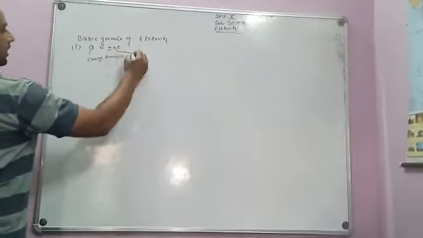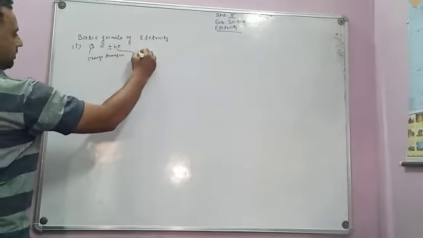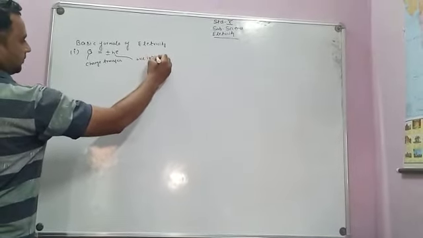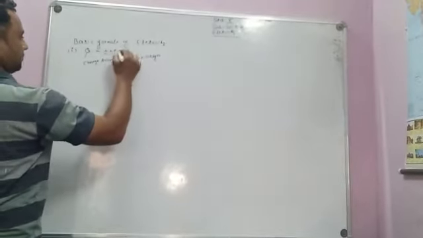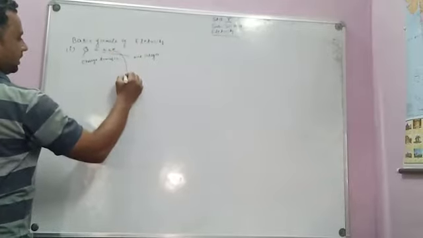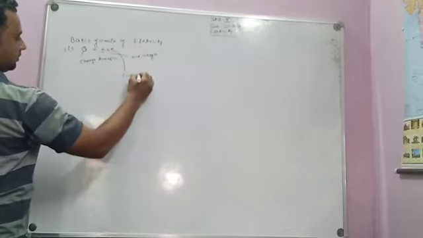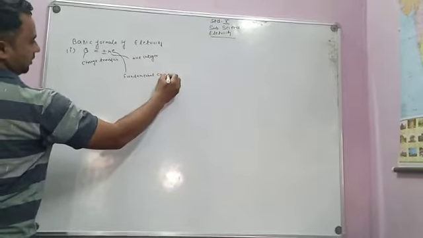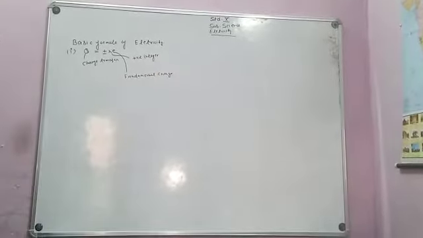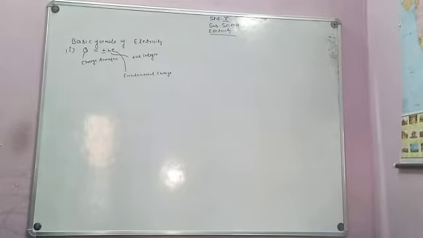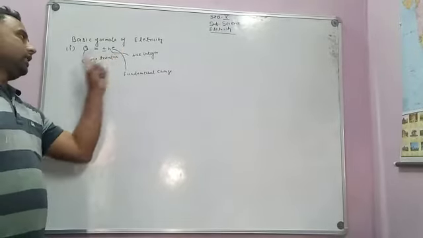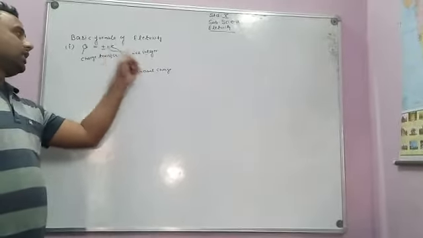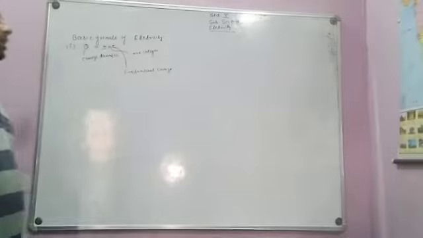And what is the value of N? N is a positive integer. What is E? The fundamental charge. So the first basic formula we have to remember here is Q is equal to plus minus NE, where Q is the charge transferred, N is a positive integer, and E is the fundamental charge.